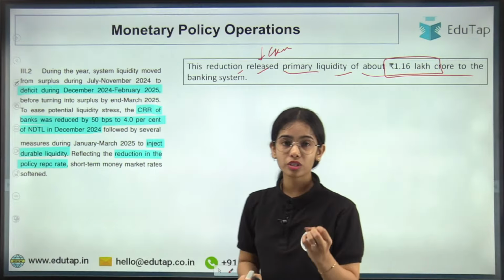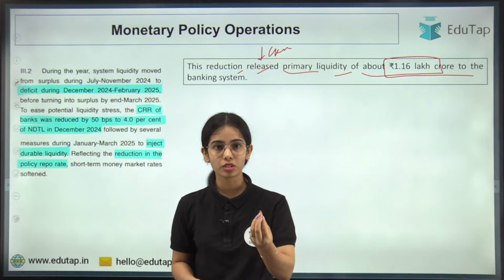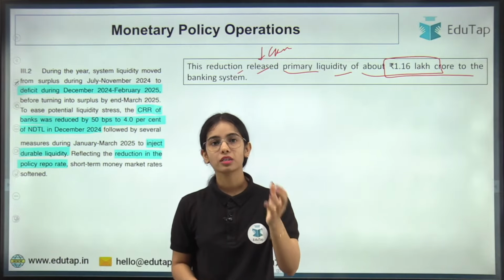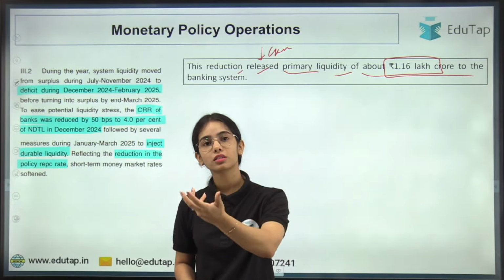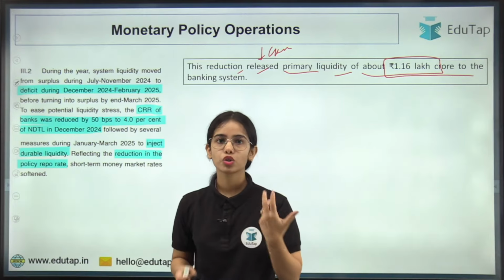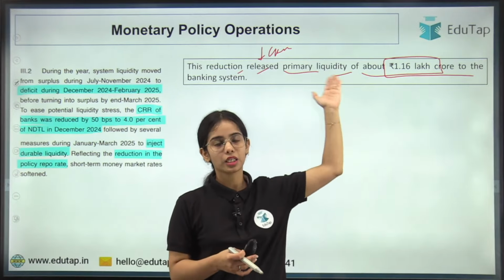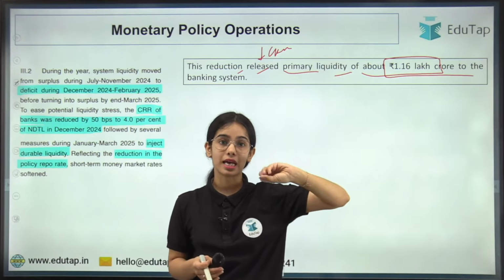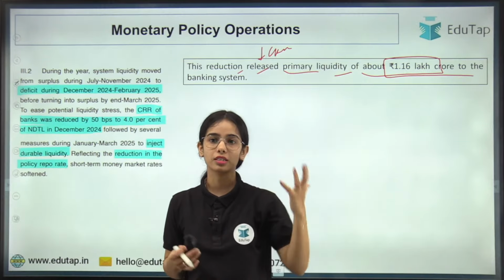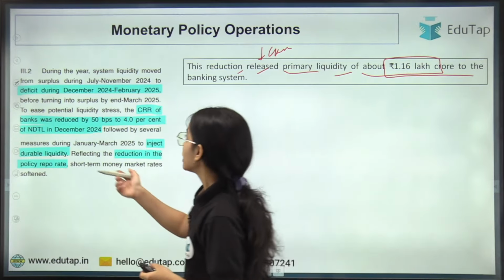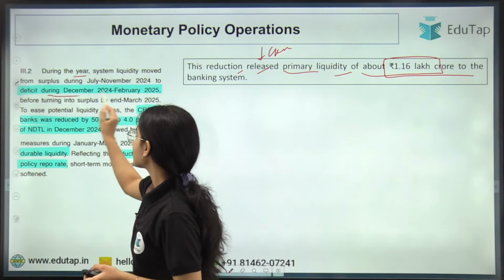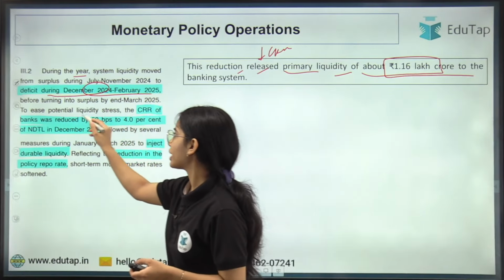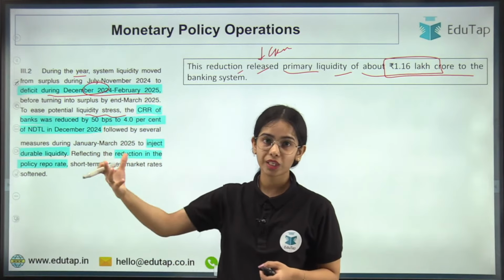So RBI reduced the CRR, that is, RBI reduced the reserve requirement. This increased the money with the banks. So this increased the liquidity by 1.16 lakh crore, as well as RBI undertook various other measures also. During the year, the deficit was there in the liquidity, so RBI undertook various measures to increase the liquidity in the economy.